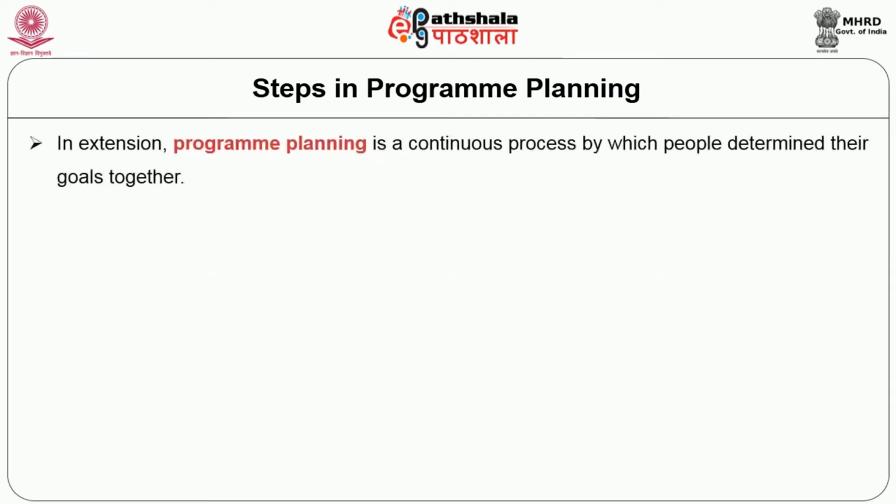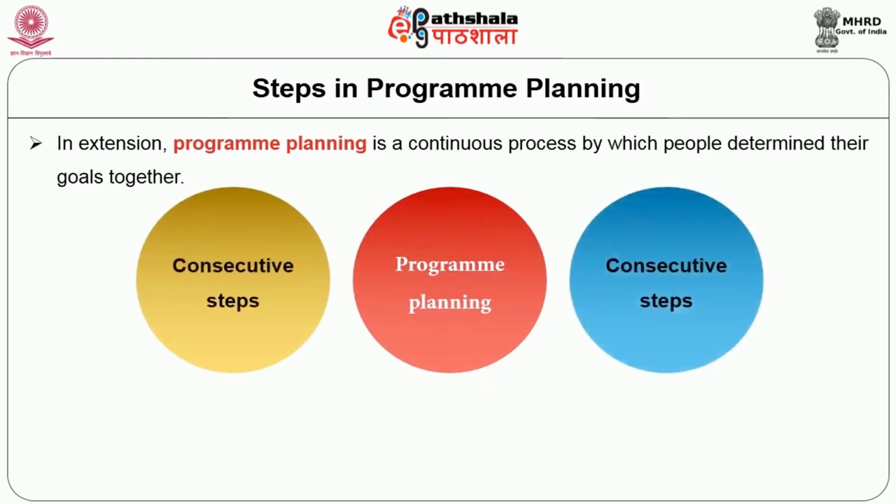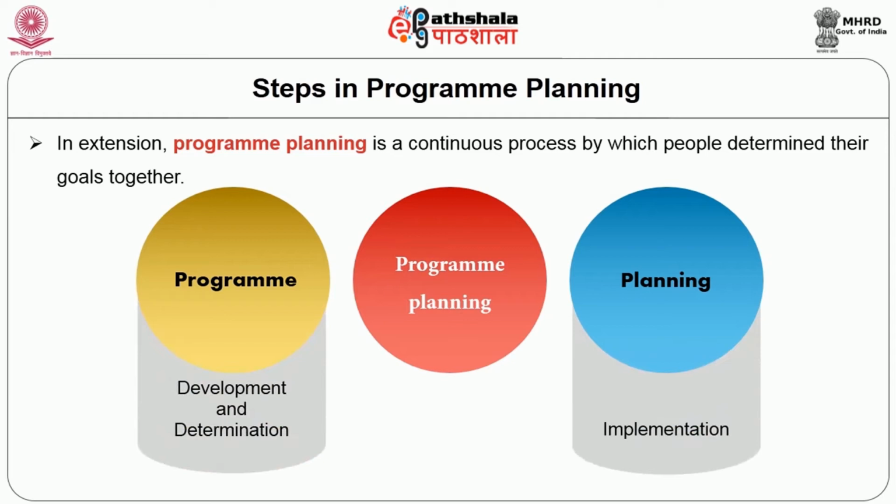In extension, program planning is a continuous process by which people determine their goals together. Program planning is composed of program and planning. That's two words. Program covers the development and determined side, whereas planning covers the implementation side. The process of extension program planning can be broken into consecutive steps, which are presented in figure 1. So you can see that on the screen.